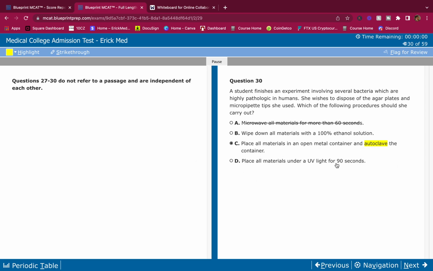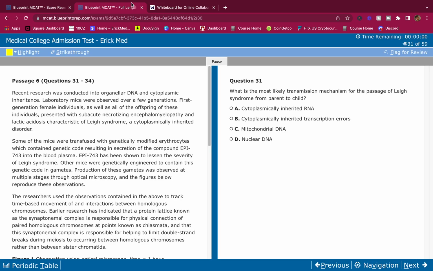Place all materials under UV light for 90 seconds. Maybe that'll kill some, but you could have those that are resistant to it. So the answer is C. Bam. Let's check if we got them all right.